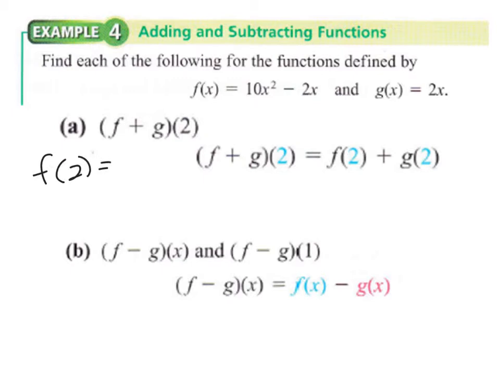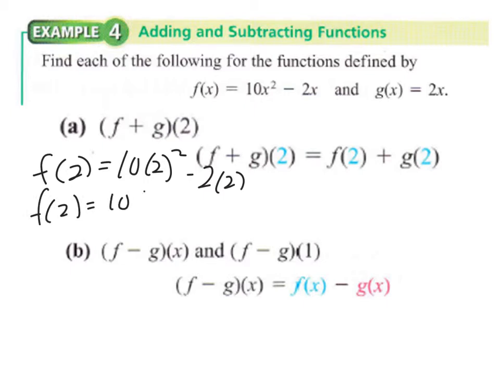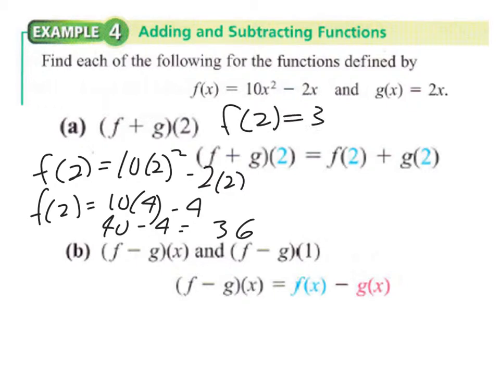F of 2 would be 10 times 2 squared minus 2 times 2. And I can evaluate that. So f of 2 would be 10 times 4 minus 4, so 40 minus 4, and I end up with 36. So that's what my f of 2 equals. So f of 2 equals 36.